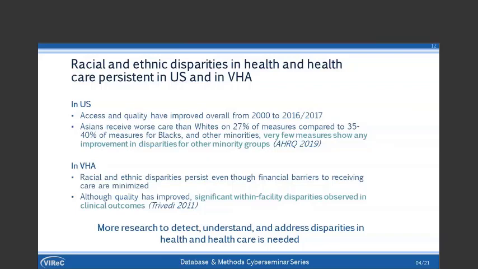Within VA, racial and ethnic disparities persist even though financial barriers to receiving care are minimized. And although quality has improved, there are still significant within facility disparities that are observed in outcomes.